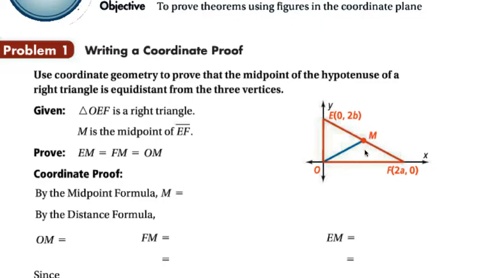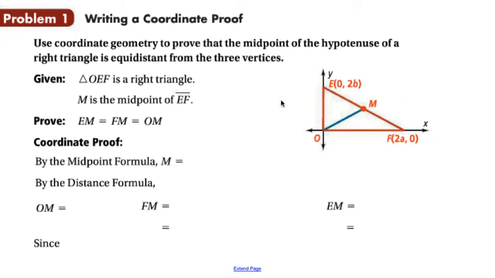So we're going to be given that we have a right triangle, and in this drawing they have the triangle labeled as triangle OEF, where angle O is the right angle, and we're given that M is the midpoint of segment EF. What we need to prove is that M is the same distance from point E and point F and point O. So we need to prove that those lengths are the same using our distance formula.